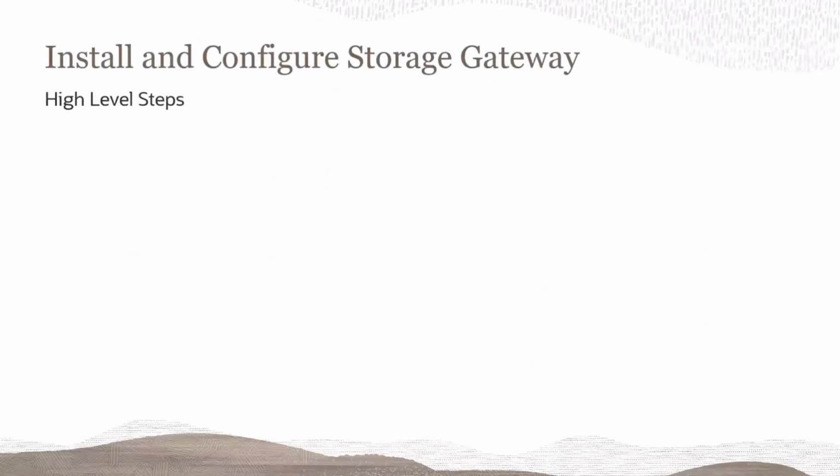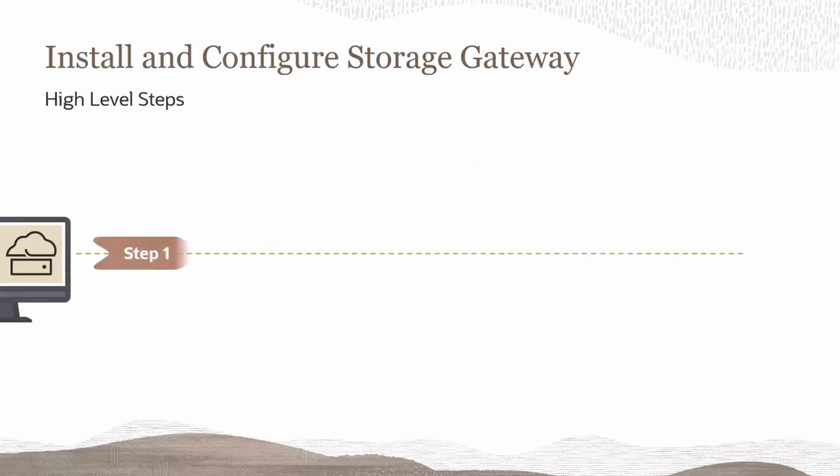Now let's look at the high-level steps when it comes to installing and configuring a storage gateway. So first, you have to download the storage gateway software, and the OCI storage gateway download includes an installer script to install the storage gateway. The storage gateway installation software is going to automatically install Docker and the NFS.